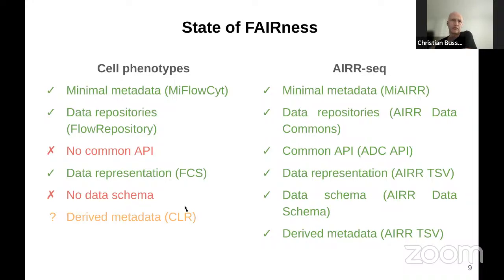Okay, and sorry, what I forgot previously. The missing derived metadata, or the reason why there is a question mark for the flow cytometry here, is because while there is a standard called CLR to represent a population frequency, which is the thing that most people would like to see here, the standard was published 11 years ago, but has hardly ever been used. So while it is there, it's not used, and this is the reason why it's labeled in orange here.